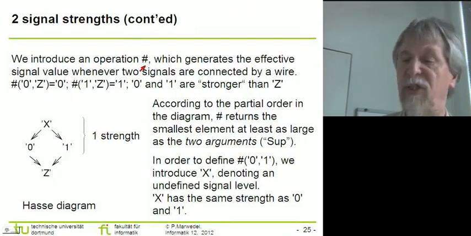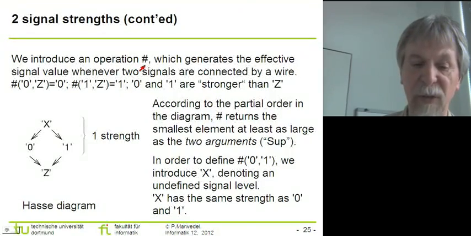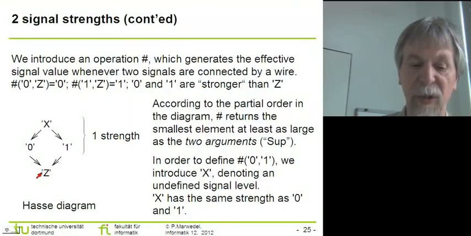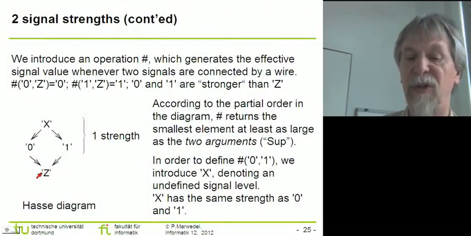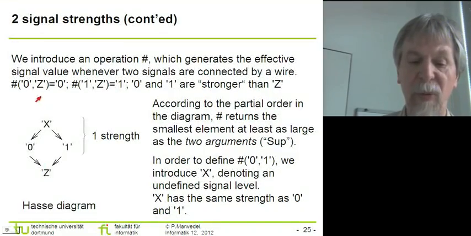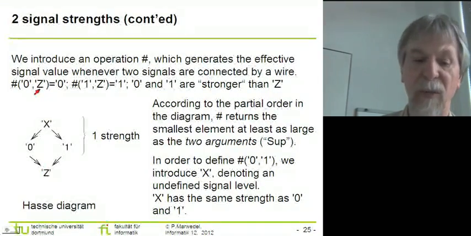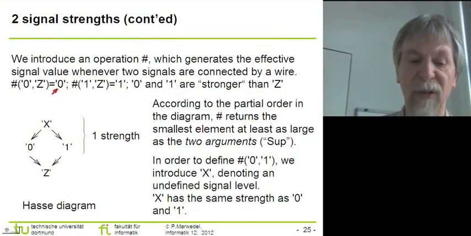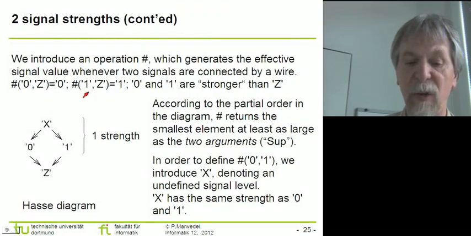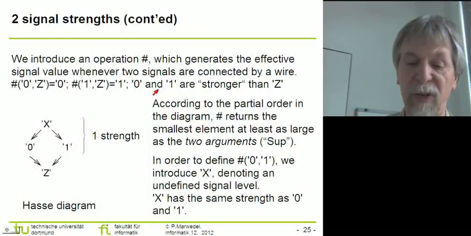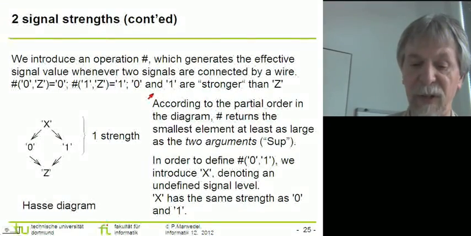So the sharp operation is providing that effective value, and in order to model this disconnected output, we are introducing a so-called high impedance value, which is called Z, and the sharp operation will return the strongest of its arguments. That means 0 will always be stronger than the Z, and 1 will also be stronger than the Z. And obviously 0 and 1 are both stronger than the Z.